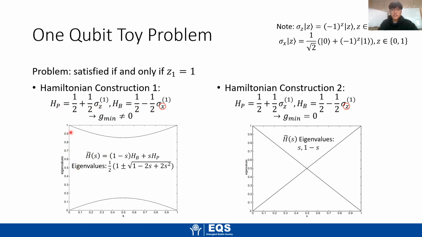And if we plot that on a graph as follows, we can see that the G min is at S equal to 0.5, and that actually it's pretty large. So we can see that G min is not 0.